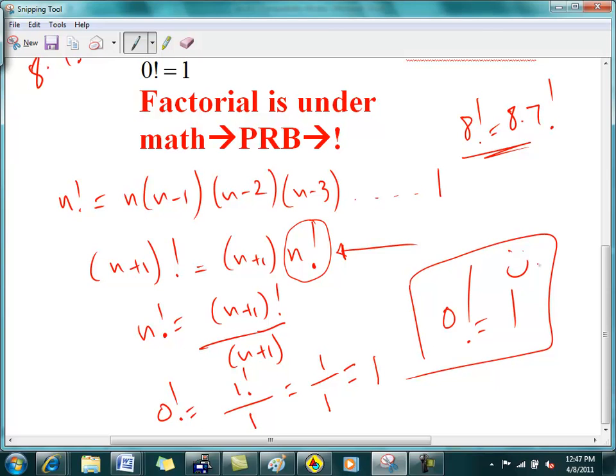Isn't this smart? Okay, is everybody okay? So does that answer your question, Ryan? Why 0 factorial 1? There it is. Ryan, I got to compliment you on this. Over all the years that I've taught this class, nobody's ever asked me why 0 factorial is 1. Never. So I'm really proud of you.